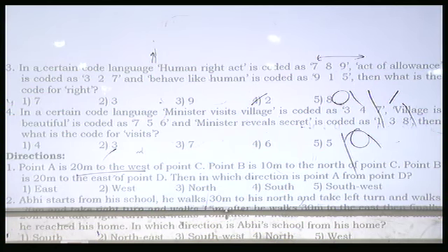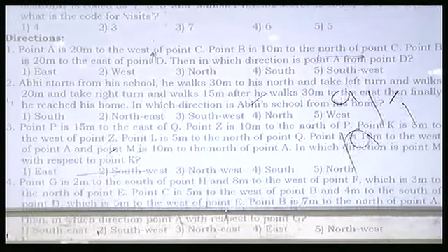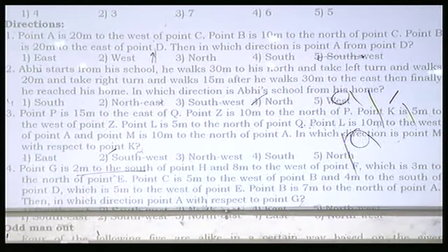Okay, done? Then directions. Again one mark directions is given. Point A is 20 meters to the west of C.